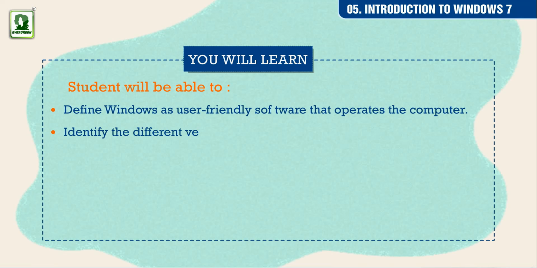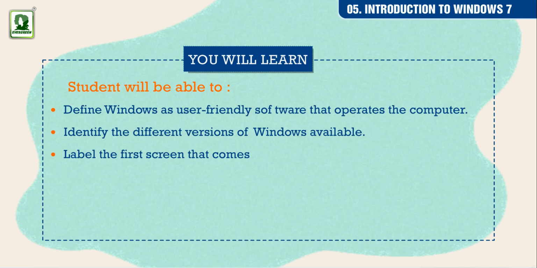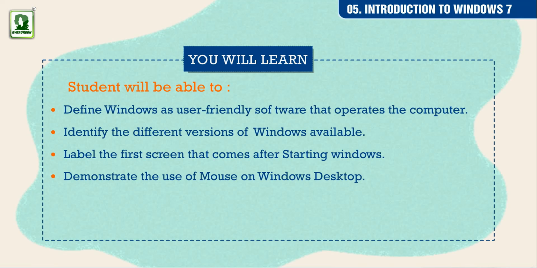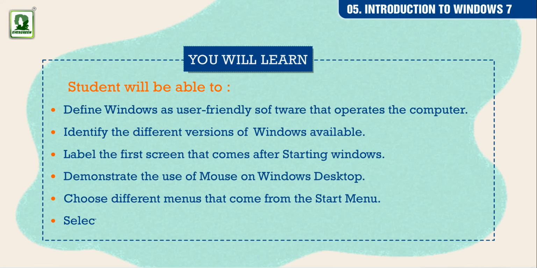Identify the different versions of Windows available. Label the first screen that comes after starting Windows. Demonstrate the use of the mouse on the Windows desktop. Choose different menus that come from the Start menu. Select any option by clicking on the mouse.